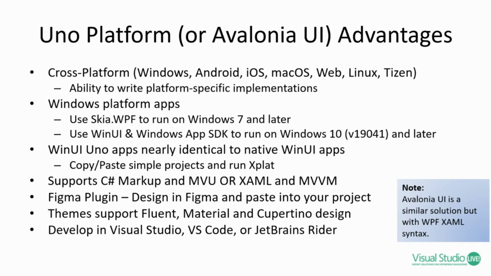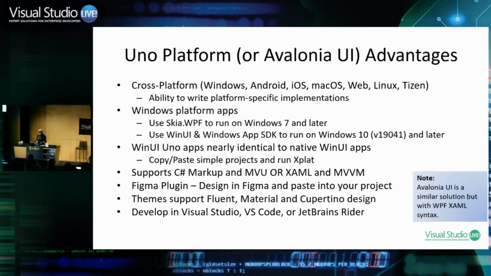The WinUI Uno project code is nearly identical to WinUI code. I created an Uno app in my book, and all the code I was able to directly copy and paste from my WinUI project. I made the mistake of naming the project differently, so I had different namespaces and had to change namespaces when I copy-pasted, but that was all. Everything else was exactly the same.